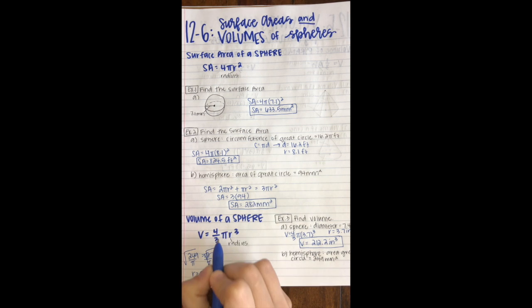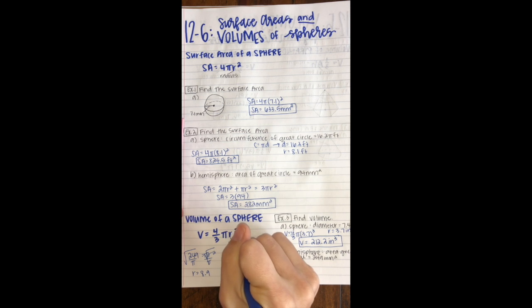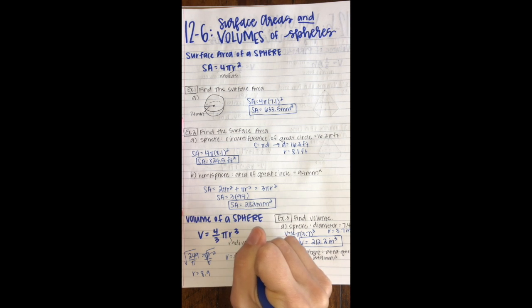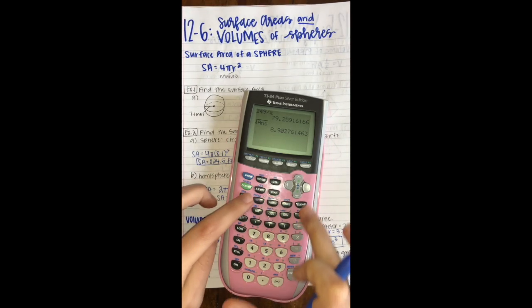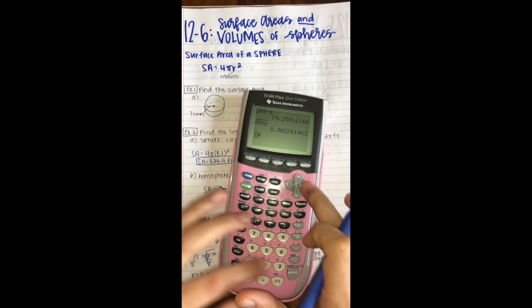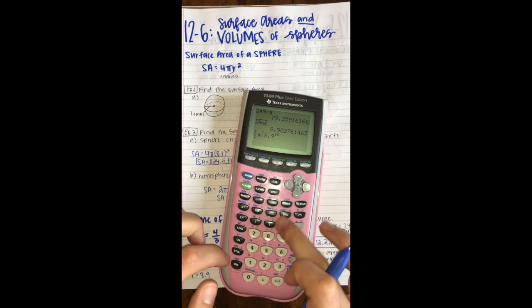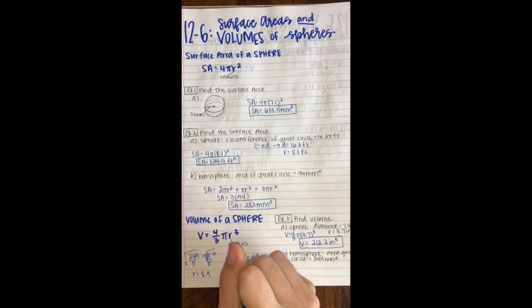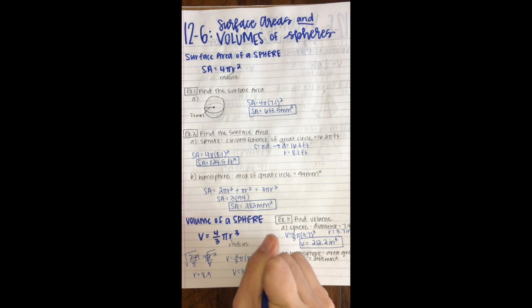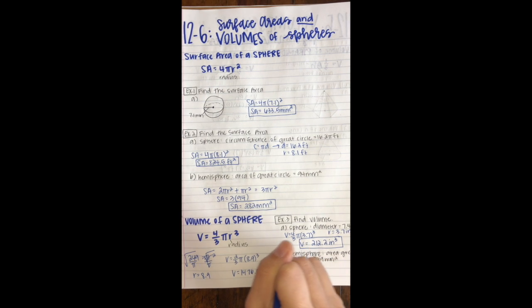Now, instead of being 4/3, if it's half of that, hemisphere is half, it's going to be 2/3. So 2/3 pi 8.9 cubed. So 2/3 pi 8.9 cubed. And we get 1476.5. So volume equals 1476.5. Units were millimeters, and it's volume, so it's cubed.